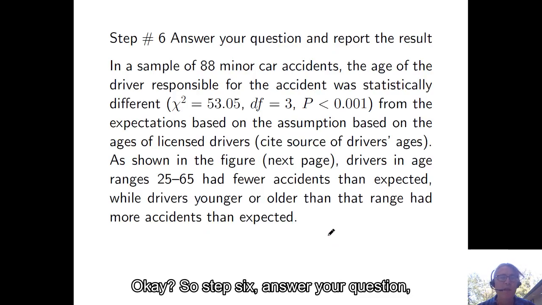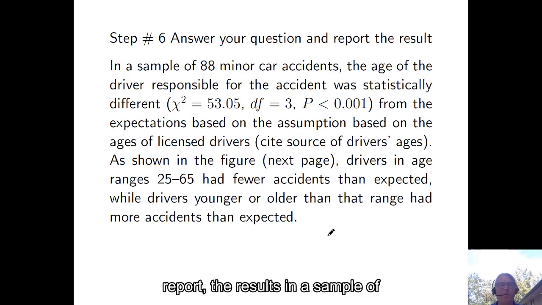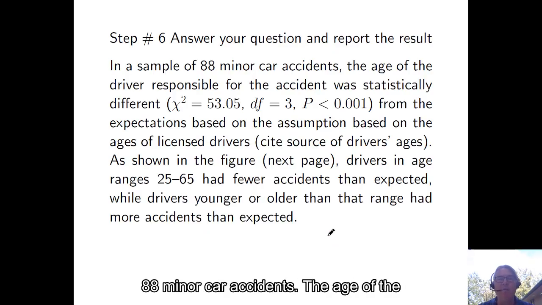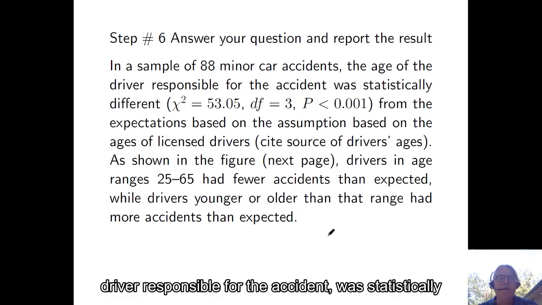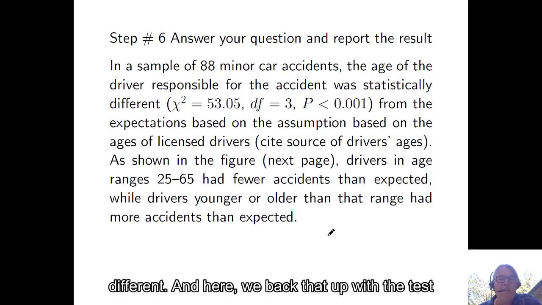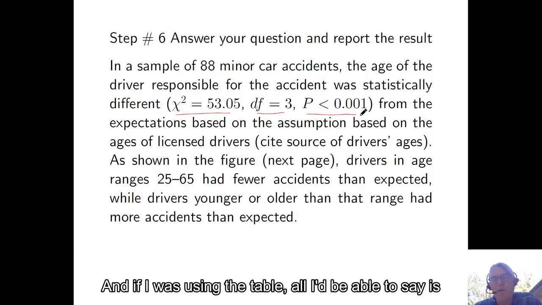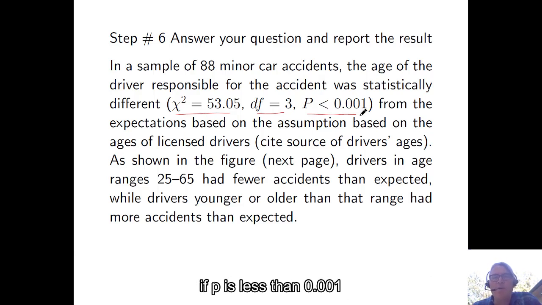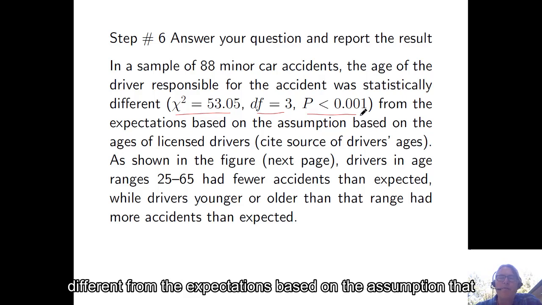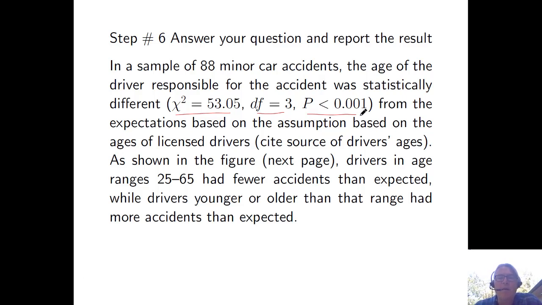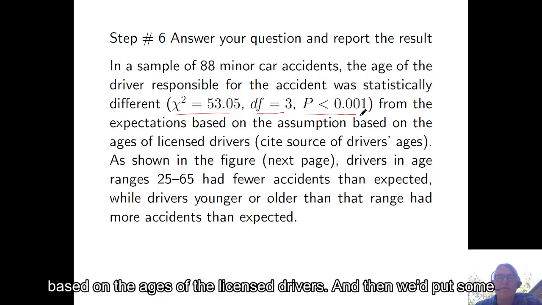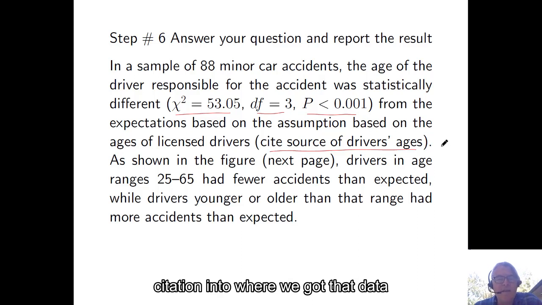Okay. So step 6, answer your question and report the results. In a sample of 88 minor car accidents, the age of the driver responsible for the accident was statistically different. And here we back that up with the test statistic, 53.5, the degrees of freedom, and the p-value. If I was using the table, all I'd be able to say is p is less than 0.001. Different from the expectations based on the ages of the licensed drivers. And then we'd put some citation in for where we got that data.